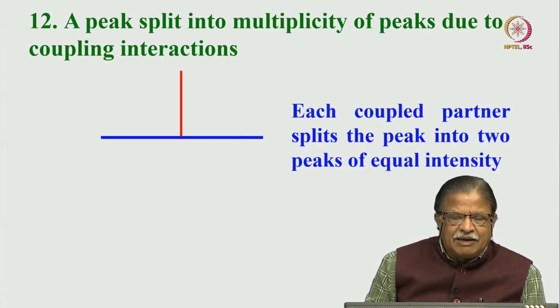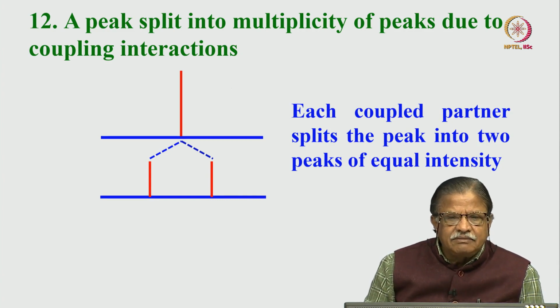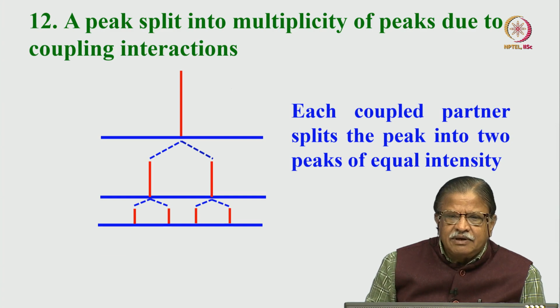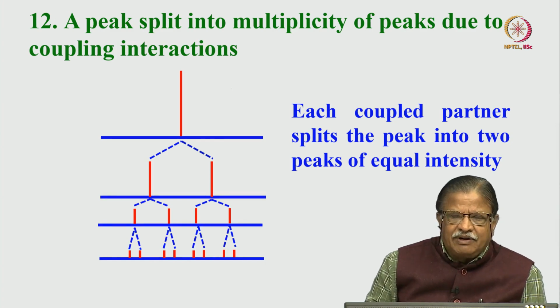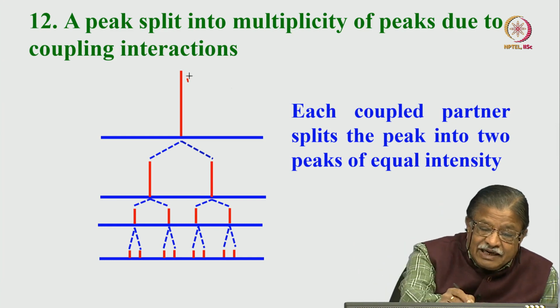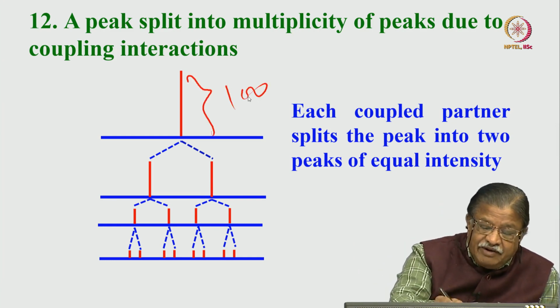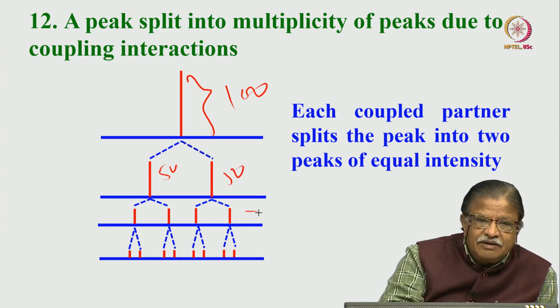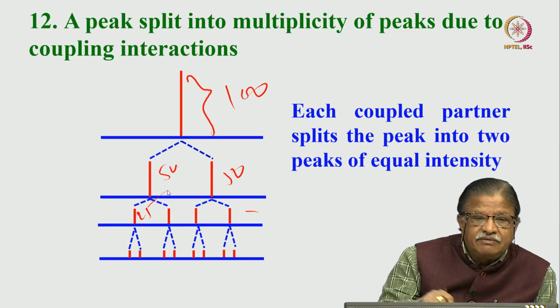If it is coupled to another proton, it can become a doublet. If it is coupled to another proton, a doublet of doublets. Coupled to another one, it will become a doublet of a 4-line pattern. But remember, let us say the intensity is 100. When it divides into 2, it will become 50-50. When it divides further into 4, it will become 25-25.